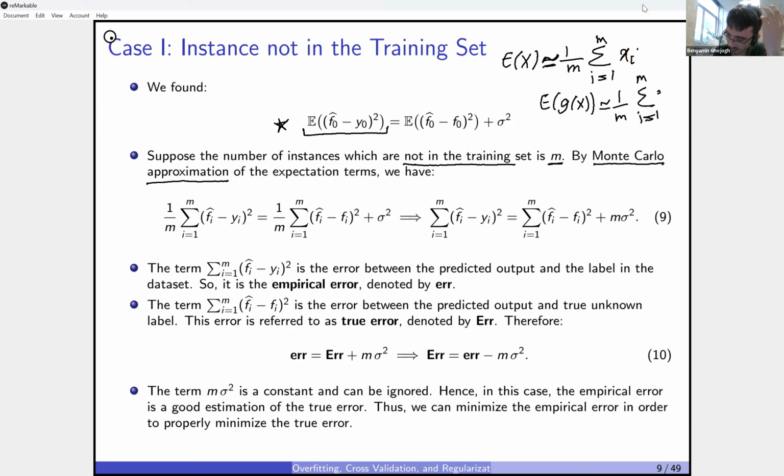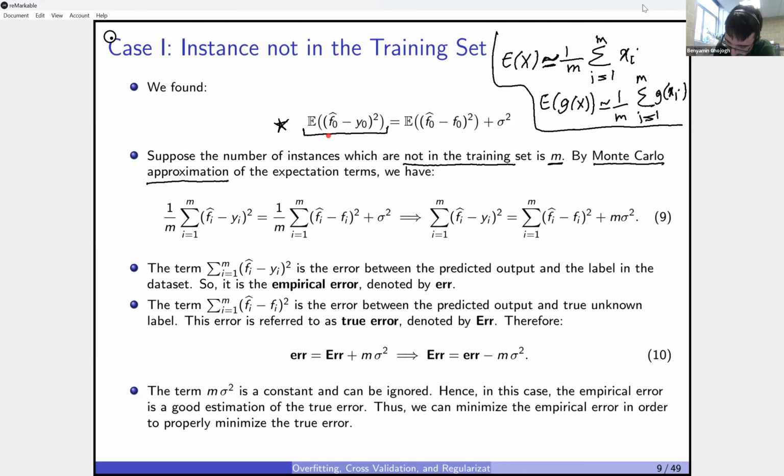You can approximate it as g of xi. Okay, this is Monte Carlo approximation. Also, I introduced that in the preliminaries on probability in the statistical machine learning course. Okay, you can see that. Then, what do we have?